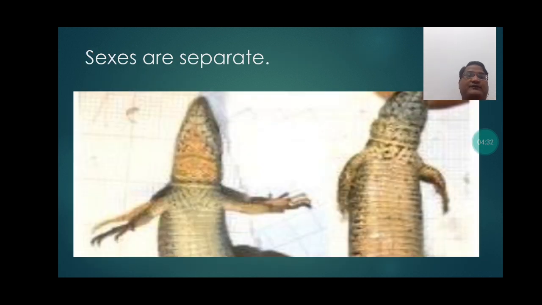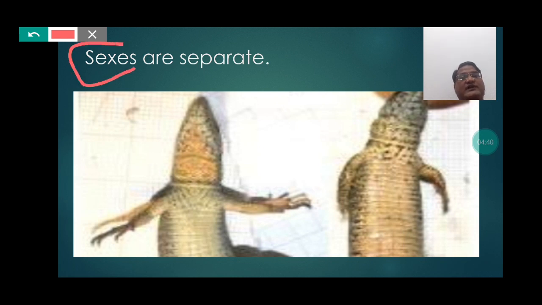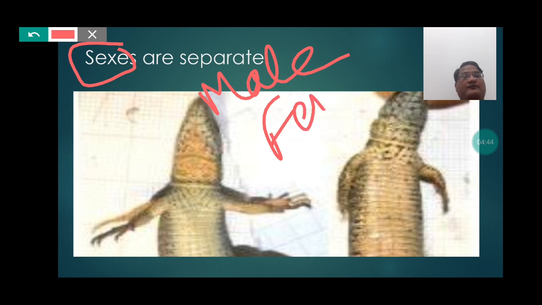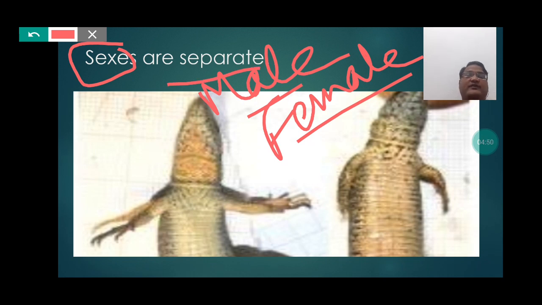Sexes are separate. So students, in the reptiles also, the gender, that is the male and the female, can be distinguished from each other.